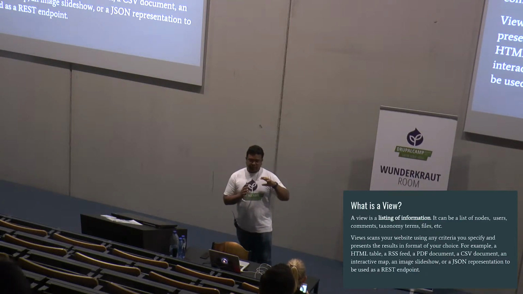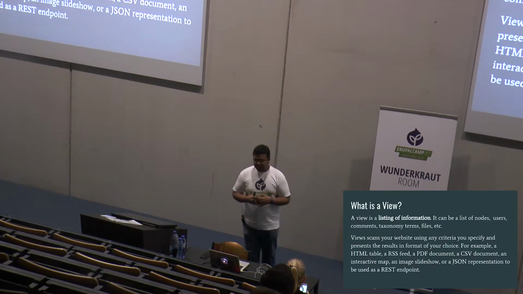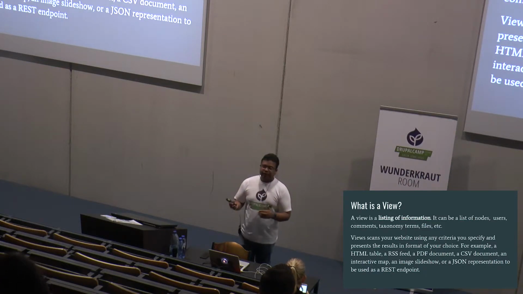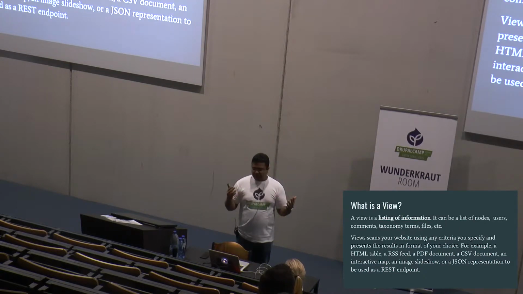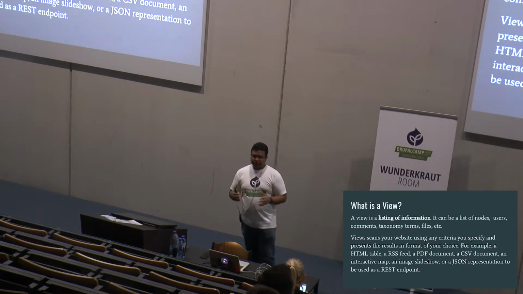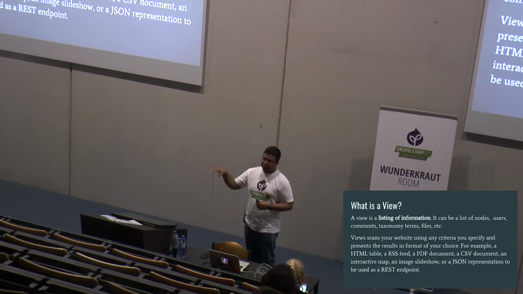Once the information is collected, you can present it in different formats. For example, you can show the same information as an HTML page, as an RSS feed, as a PDF document or CSV or Excel document. You can show a map, you can show an image slideshow, you can have a JSON file, and so on. So the view in itself is going to collect the information and then allow you to show it in different formats.